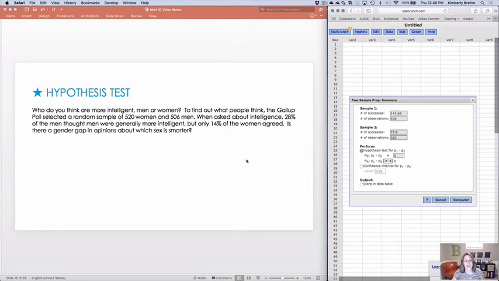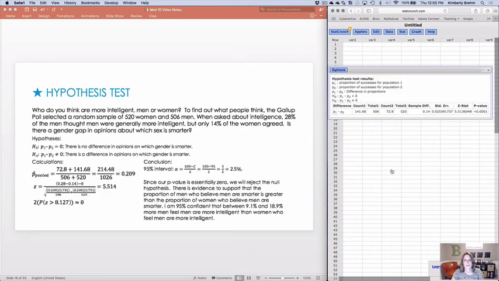Now again, with my hypothesis test, my null hypothesis is always that the difference is equal to 0 when I'm dealing with 2 samples. My alternative here would be what? Well, let's take a look. We're asking, who do we think is more intelligent? Is there a gender gap? Is there a gender gap means we don't know which one is greater, so that's going to be not equal to, and then I'm going to compute. So again, the not equal to is our alternative hypothesis.